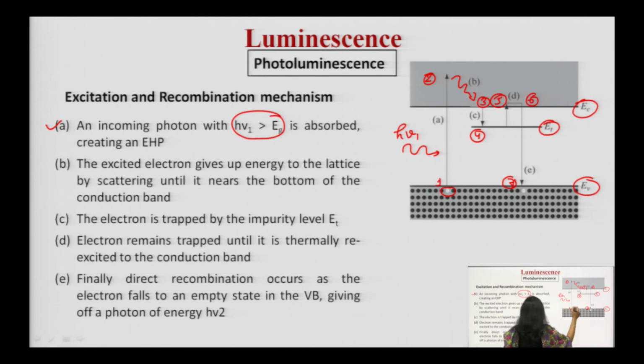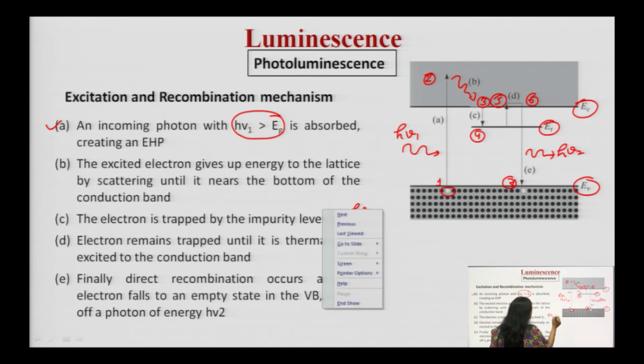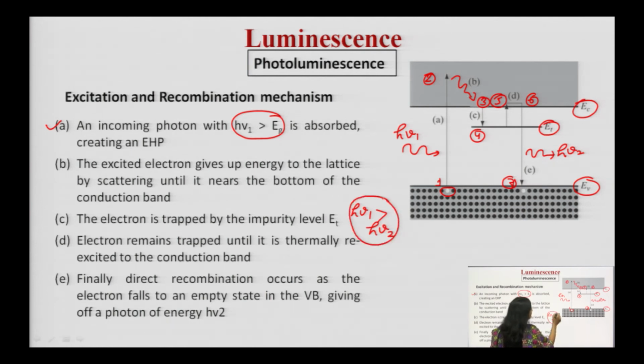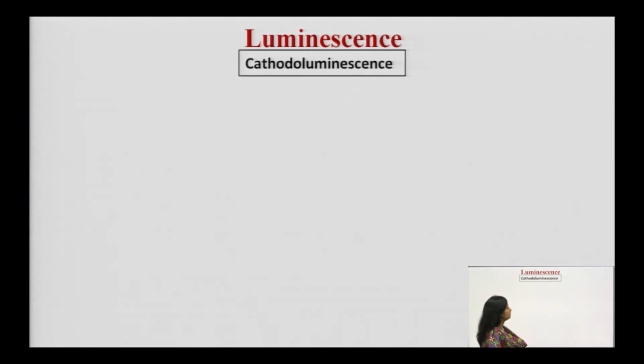In this recombination, it gives off energy h nu 2. Here you must remember that the energy h nu 1 will be greater than the energy released, h nu 2. This is how generation and recombination take place, and there is a time gap between these two events.